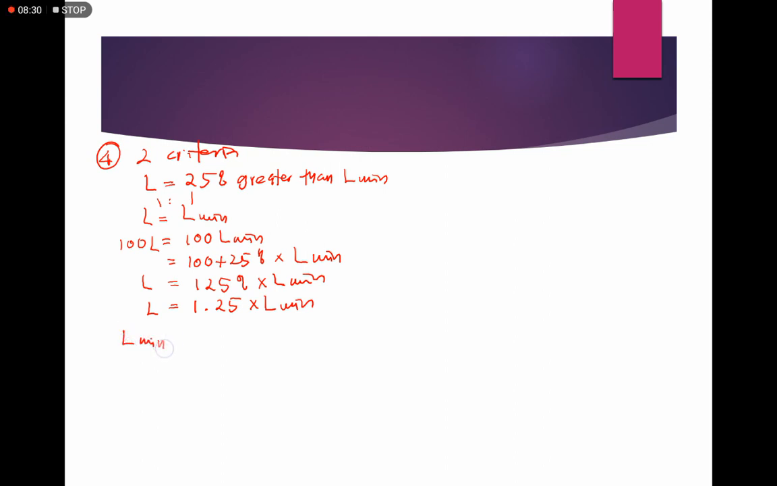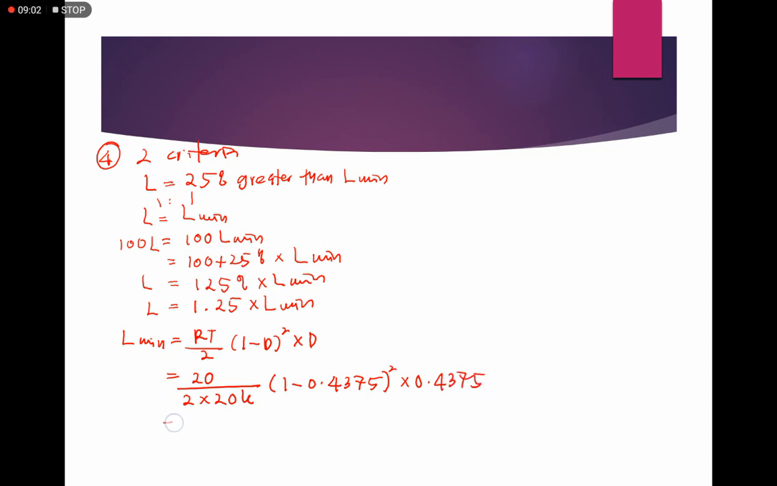From the equation of the boost converter, L min will be equal to RT over 2 times (1 minus d) squared multiplied by d. So you substitute all the values: 20, 2 multiplied by 20k, which is 1 over f, 1 minus 0.4375 to the power of 2 multiplied by 0.4375, then you will be able to get your L min will be equal to 69.21 microhenry. This is the value of L min.